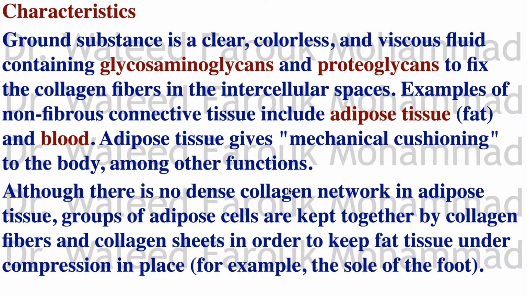The characteristics of the ground substance of the connective tissue: it's clear and colorless, and composed of a viscous fluid that contains glycosaminoglycans and proteoglycans, a mix of carbohydrates and proteins, to be precise, to fix the collagen fibers in the intercellular spaces. Examples of non-fibrous connective tissue are adipose tissue, which is the fat, and the blood of the body.